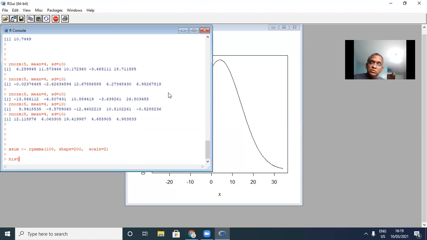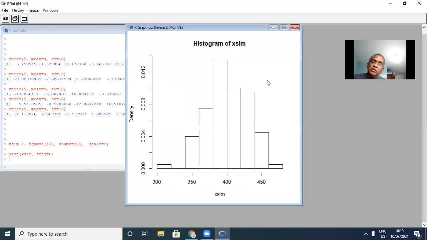The next thing I'm going to do is a histogram of the simulated data, and this is what you will get, right? Okay, right.